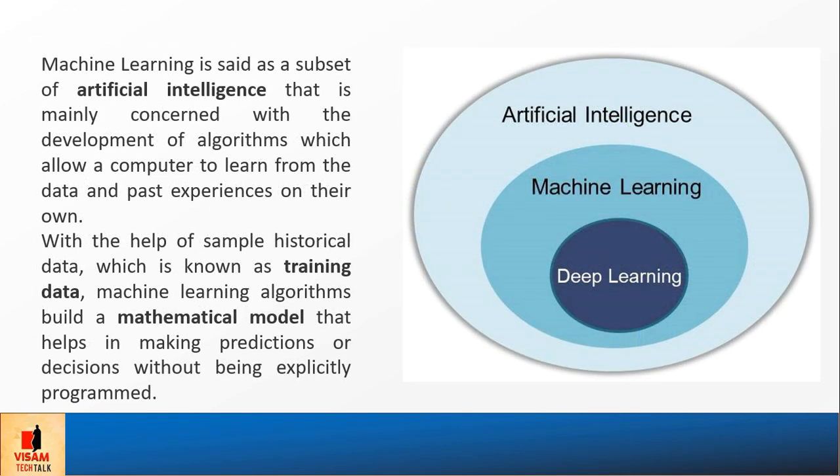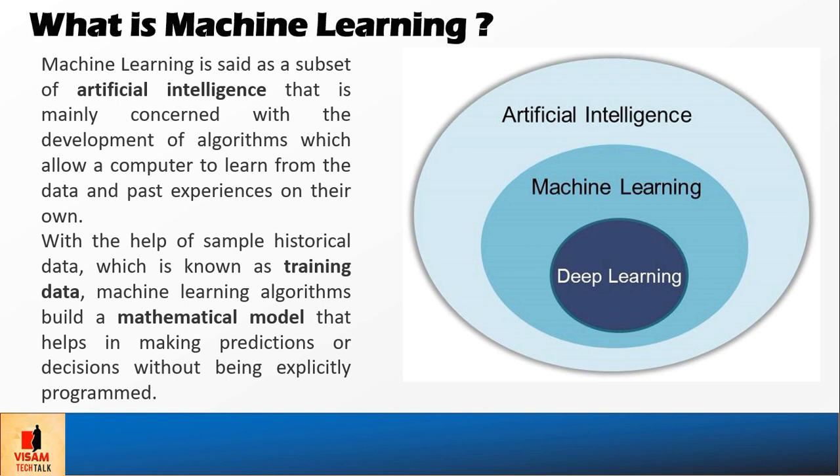We can say machine learning is a subset of artificial intelligence that is mainly concerned with the development of algorithms. It allows a computer to learn from the data and past experience on its own with the help of sample historical data, which is known as training data. Machine learning algorithms build a mathematical model that helps in making predictions or decisions without being explicitly programmed. By seeing this picture, we can understand that machine learning is a subset of artificial intelligence, and deep learning is a subset of machine learning. We are not targeting deep learning concepts now.